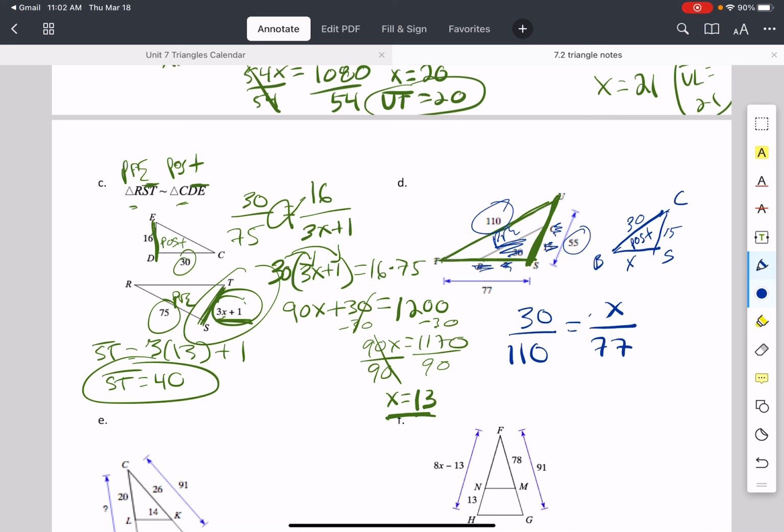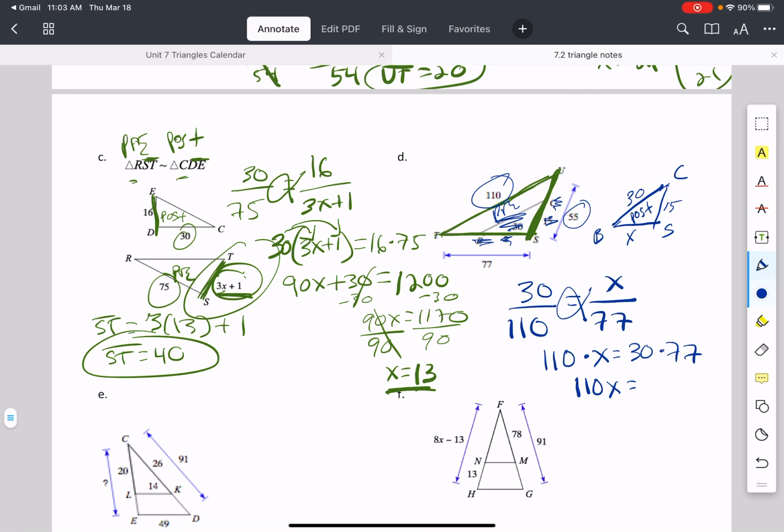Now I'm going to cross multiply. So 110 times X equals 30 times 77. What's 30 times 77, my friends with calculators? 2310, okay. And divide by 110. And I get X is 21? So then my side length, BS, is 21.